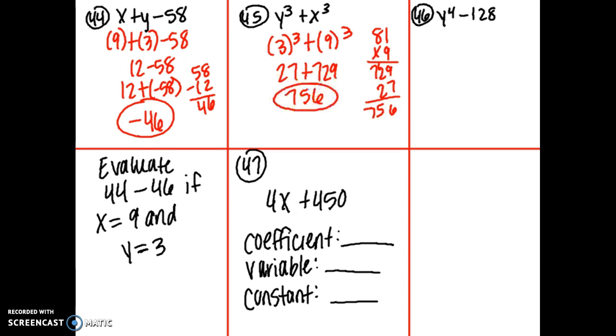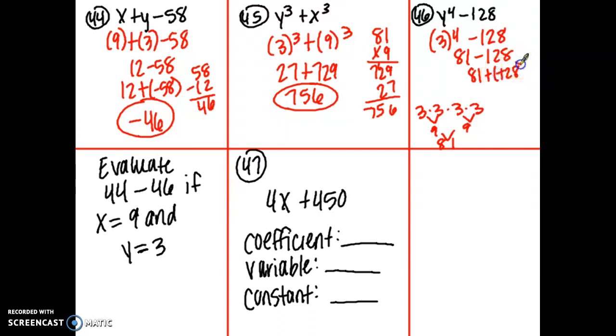46, y to the fourth power minus 128. y is 3. 3 to the fourth power minus 128. We do the exponent first. 3 times 3 times 3 times 3: 3 times 3 is 9, 9 times 9 is 81. I have 81 minus 128. I add the opposite. Different signs, subtract. And that gives me 47. My bigger number is negative, so my answer is negative 47.